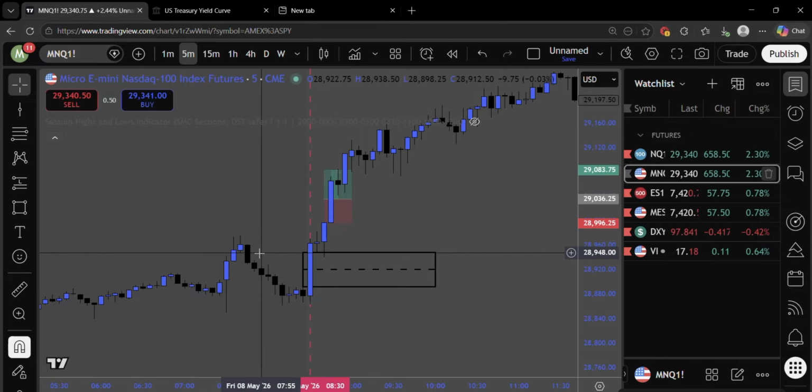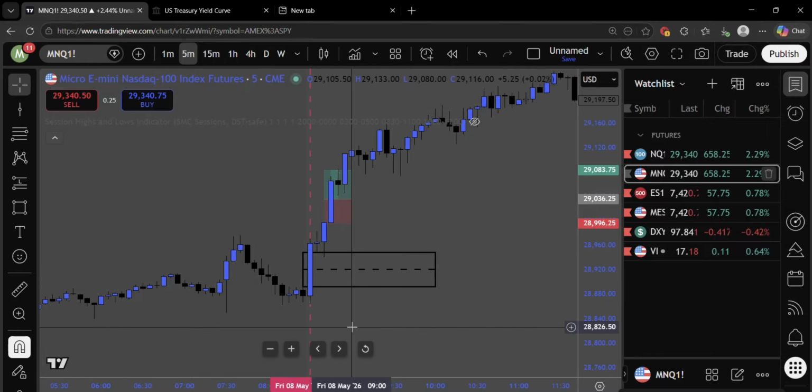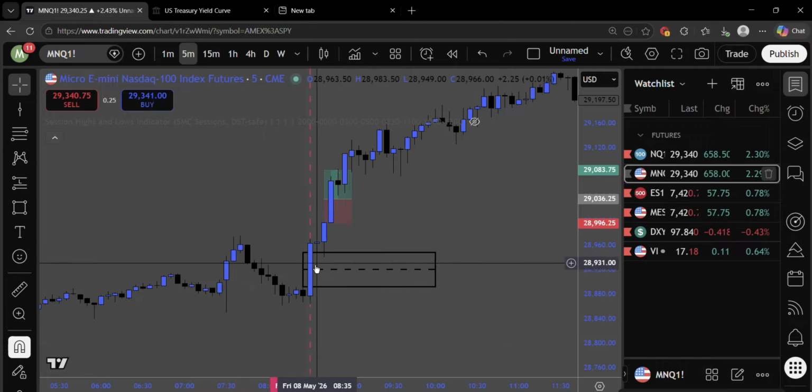Fair value gap right here, pushed into it, inverse that fair value gap, broke structure. That was kind of just our big daddy candle. We had a fair value gap, pushed into the fair value gap, up candle out of the fair value gap, decent displacement. I was gonna come in.